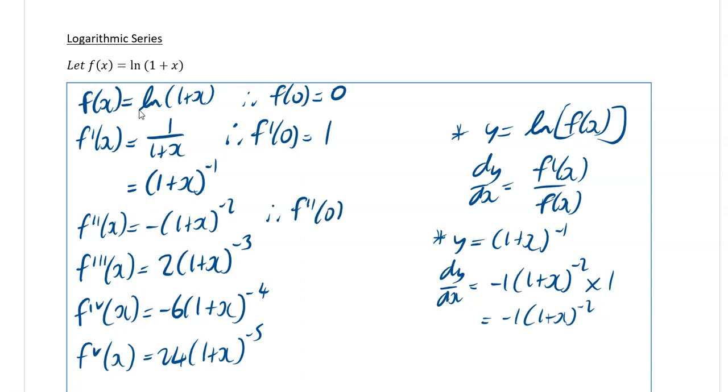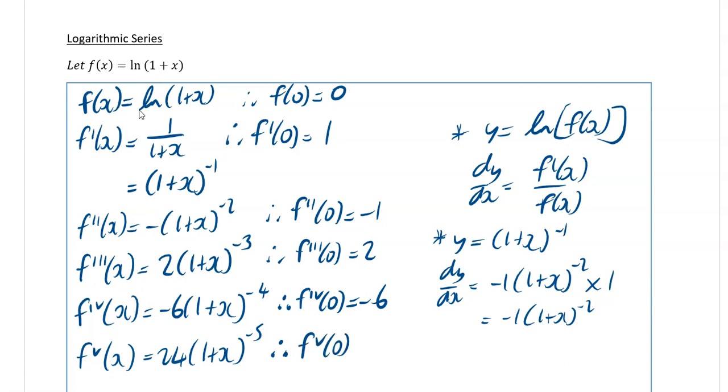f double dash of 0 would just be equal to minus 1. f triple dash of 0 would be equal to 2. f4 of 0 was equal to minus 6. f5 of 0 is equal to 24.